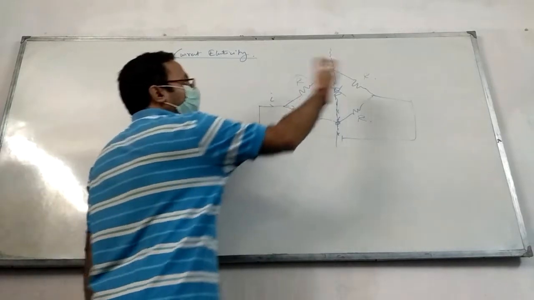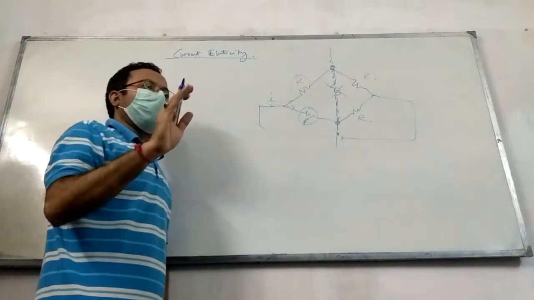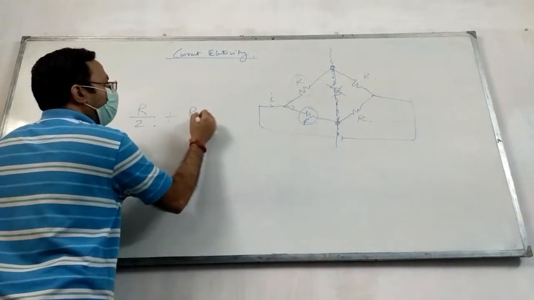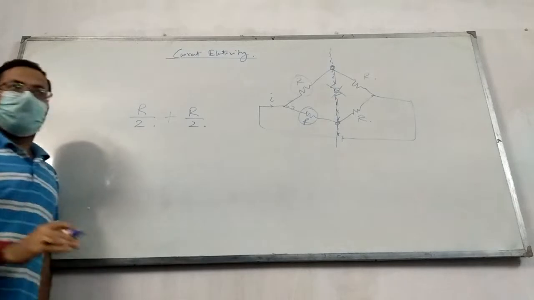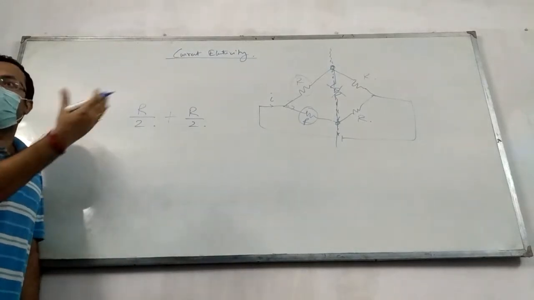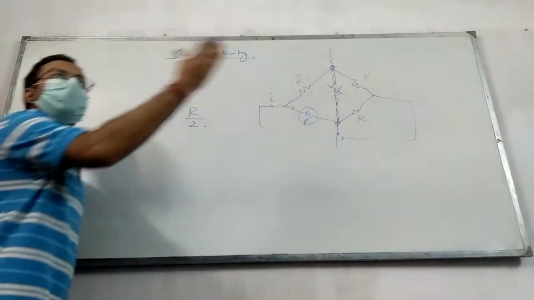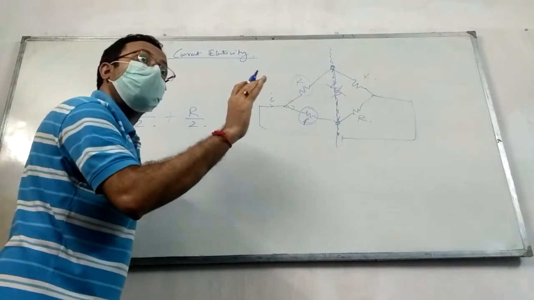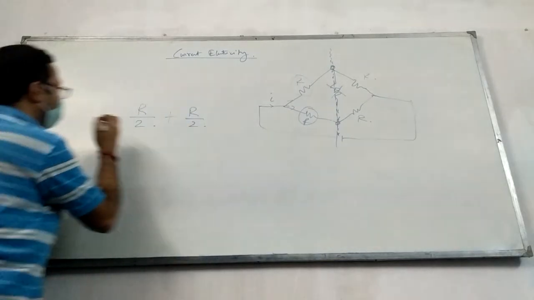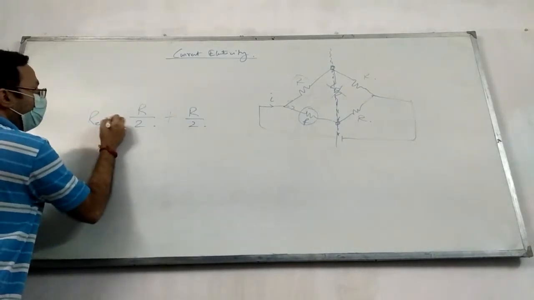This means we will not solve anything on the right hand side; we will just take it that the right hand side must also be R by 2. Why? Because they are symmetrical. The left portion has an equivalent resistance, the right portion has the same resistance, and they are connected in series. So what will be the value of the equivalent resistance?